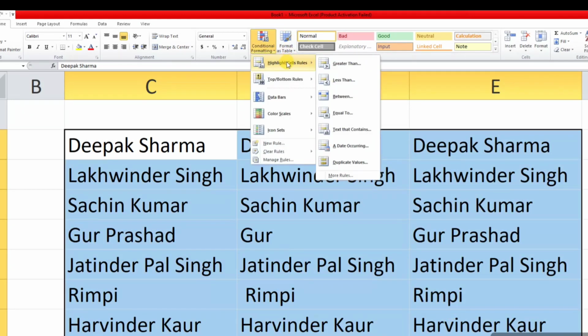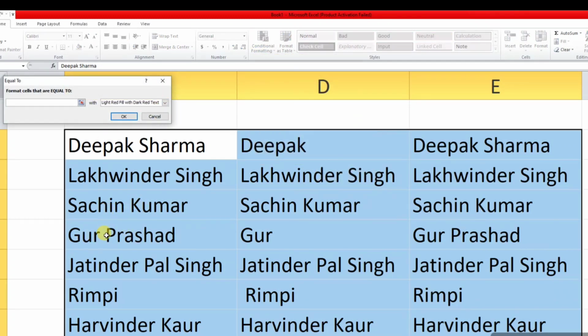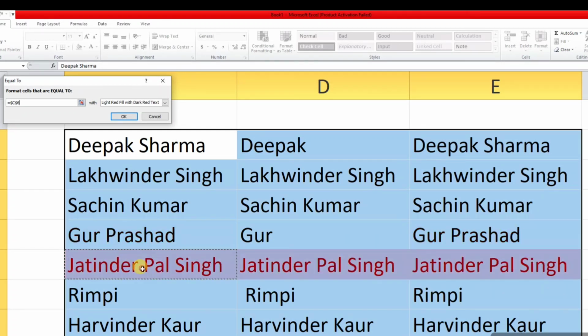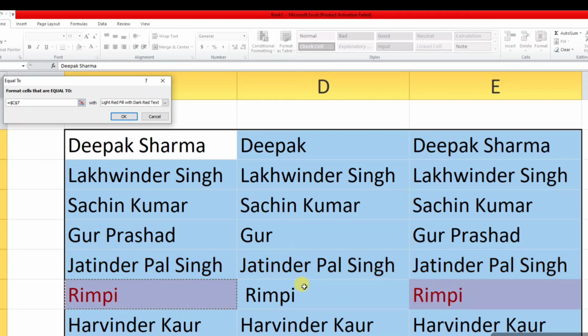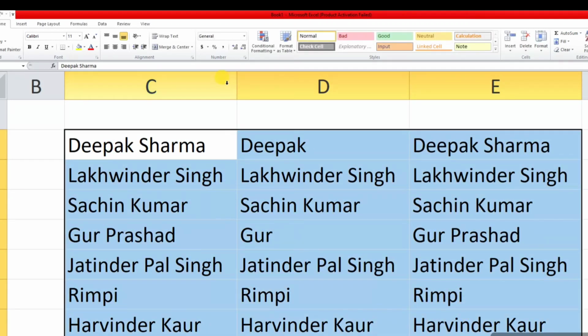Now two contents will be the same. Now you see, Guru Prasad, both data are matching. So this is one more example. Rimpy, both are the same, but the middle one is not matching because there is a single space in front of the text.